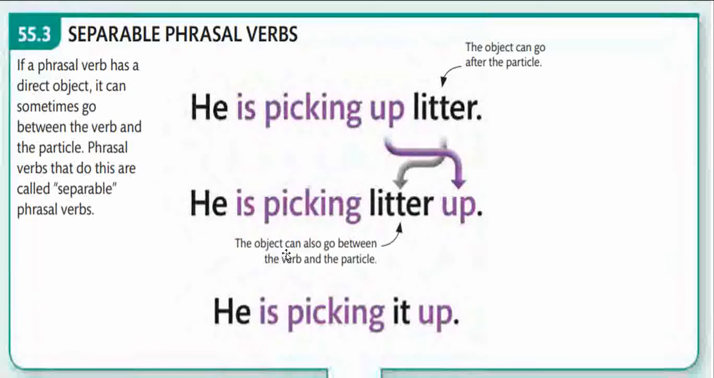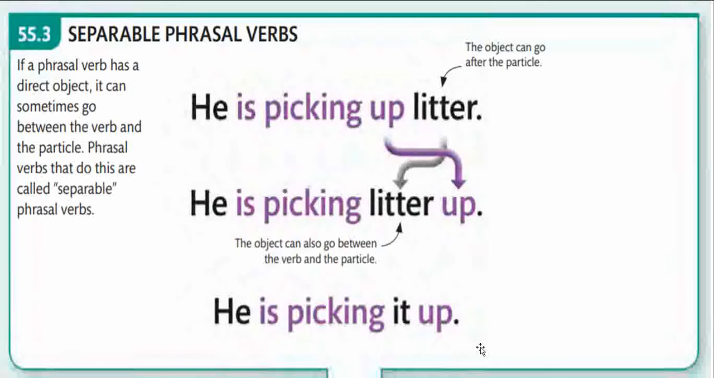Over here, the object can also go between the verb and the particle. In this case, you can have the object soon after the main verb. The main object is placed and then you have your particle. You may also have a pronoun, but with a pronoun as the main object, there is only one standard rule, that is to place it soon after the verb. Avoid placing it afterwards. He is picking it up. You cannot say he is picking up it.